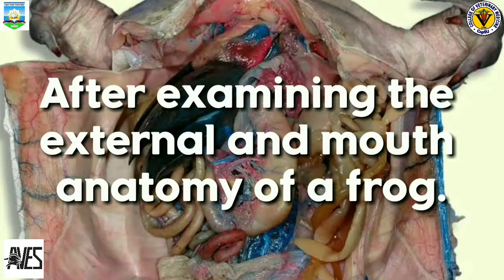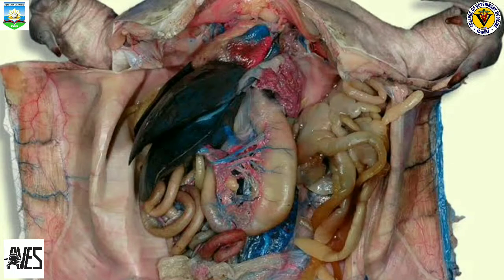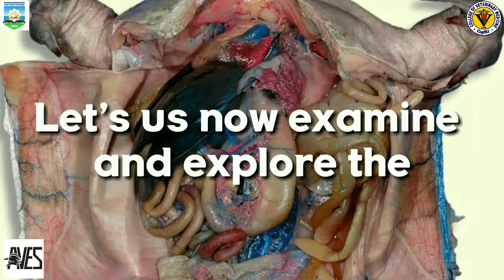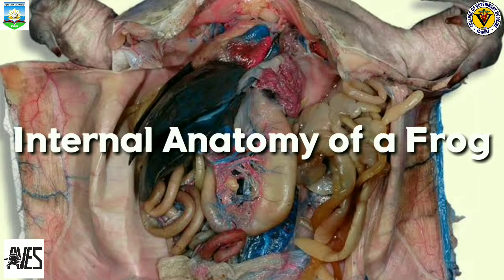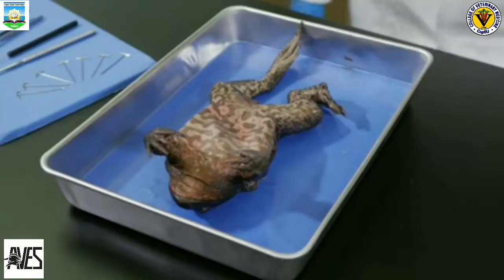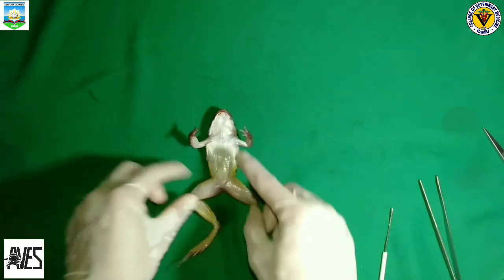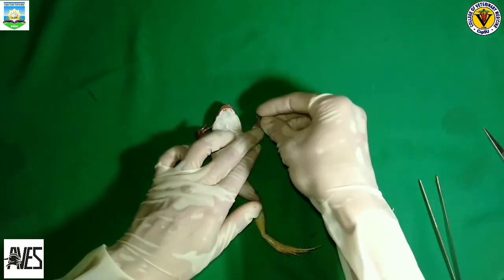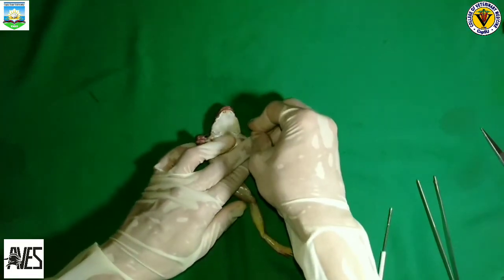After examining the external and mouth anatomy of the frog, let us now examine and explore the internal anatomy of a frog. First, we need to place the frog in the dissecting pan or dissecting tray. The frog should be laying on its dorsal or back side with the belly facing up. Secondly, we need to pin the frog for dissection by securing each of the four limbs to the pan.